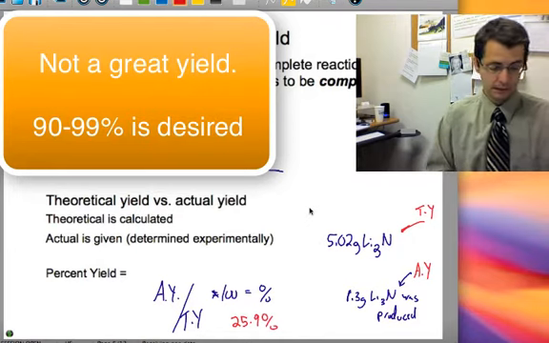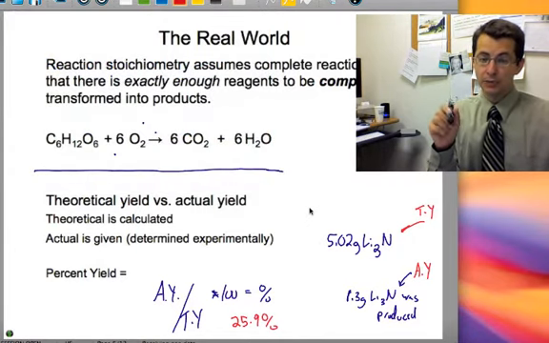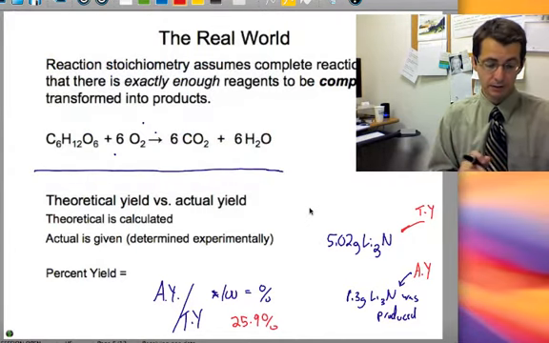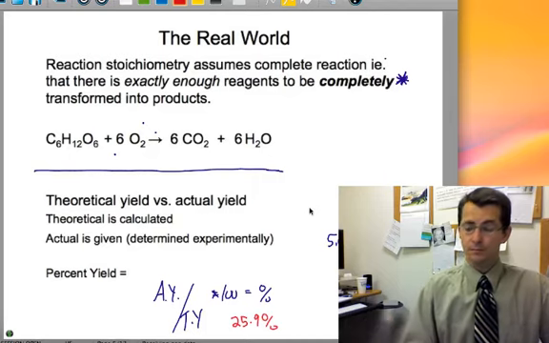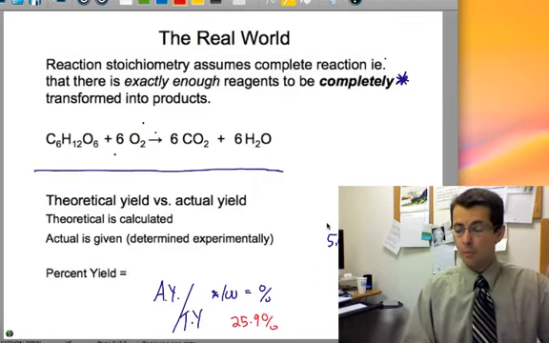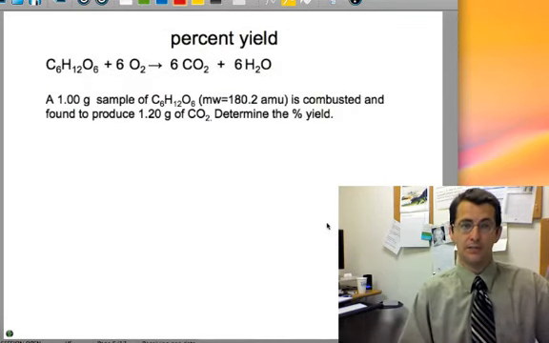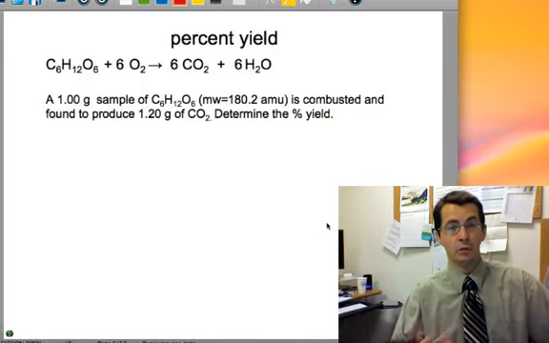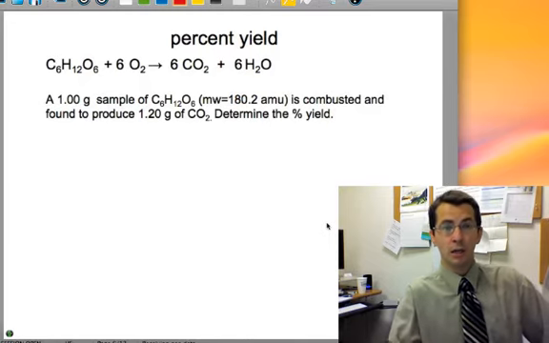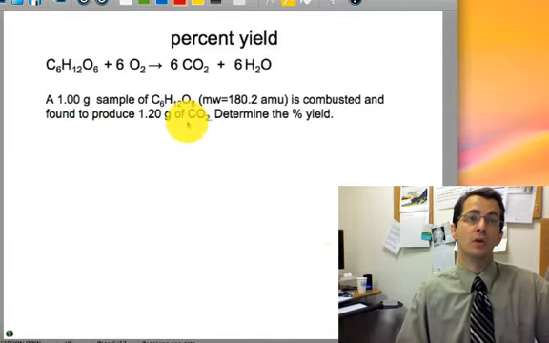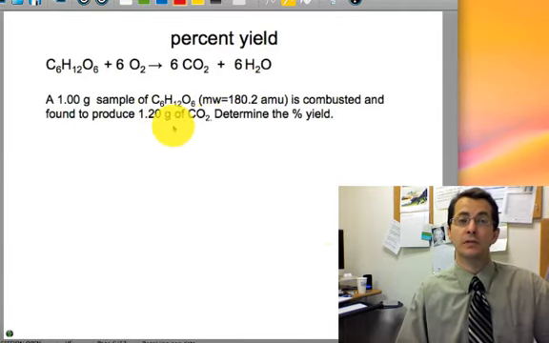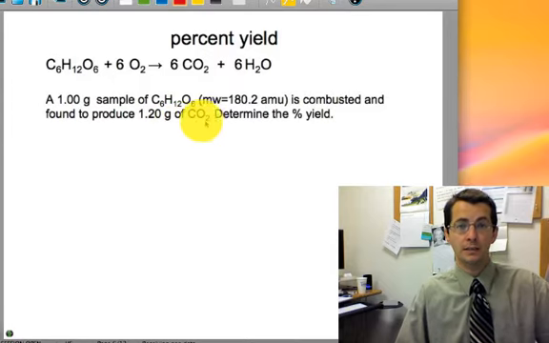Take our actual yield divided by our theoretical yield, we get 25.9%. So that's how we would calculate it. A more complex example would be as follows. You take a 1 gram sample of sugar and you combust it in oxygen to produce 1.0 grams of CO2. Determine the percent yield.